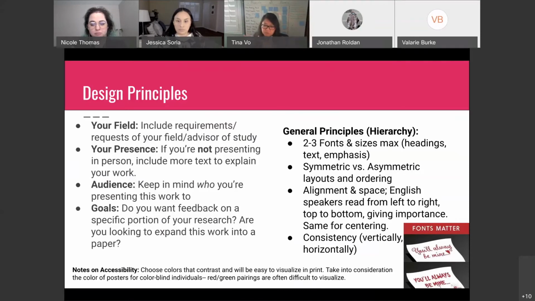The second thing you should consider is symmetric versus asymmetric layouts and ordering. Generally, people really like symmetric layouts. They're very appealing. You'll notice even this slide, it's a slide, not a poster. Or even thinking back to Nicole's purple poster, it had four columns and it was very clear how they all kind of just fit together.